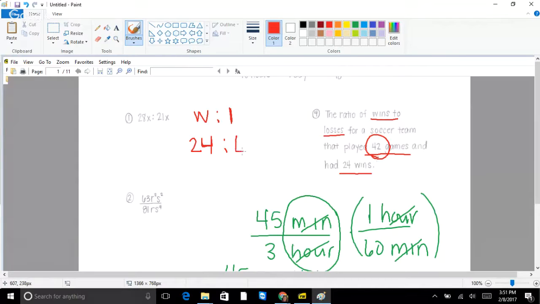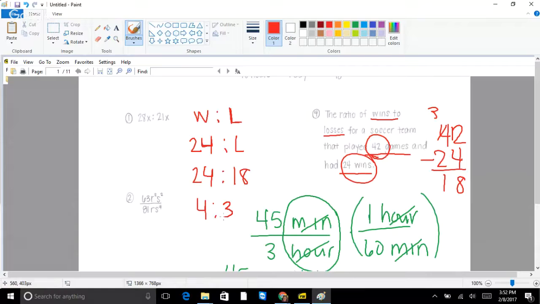So I don't know how many losses I've had, but I know that if I've won 24 times, and I assume that I don't tie at all, that means that I've had 42 total games. 24 of them have been wins. And if I subtract, I get 18 losses. Again, this is assuming no ties. So 24 to 18. So we can simplify. These both have a factor of 6. So we could rewrite this as 4 to 3. So our ratio of wins to losses is 4 to 3.